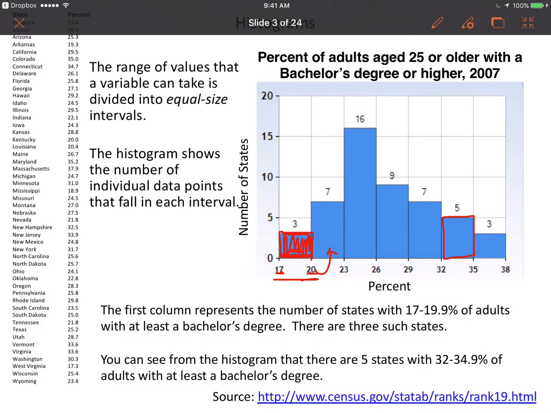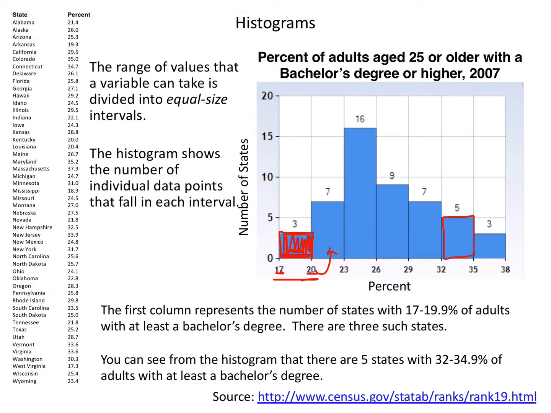All right, so when you're given a set of data, your goal is to break it into equal-sized intervals. Make sure that your intervals are equal-sized. We can't go 17 to 20 and then 20 to 25. You have to be going the same equal size in each of those bars. And then you just create a bar with height, however many data points lie in that interval.